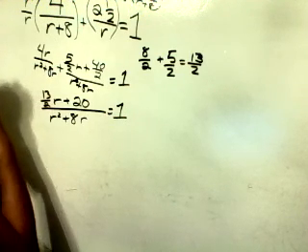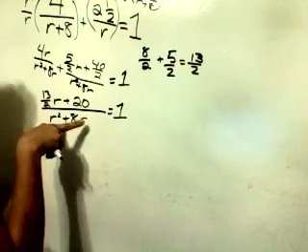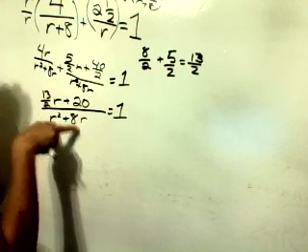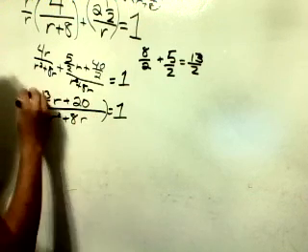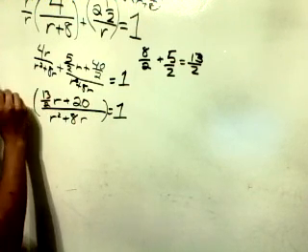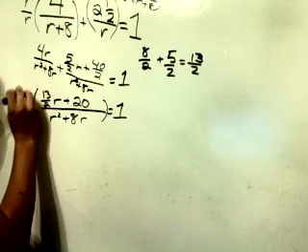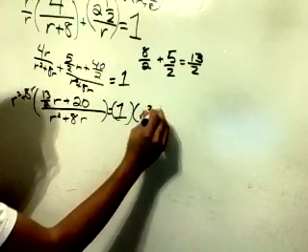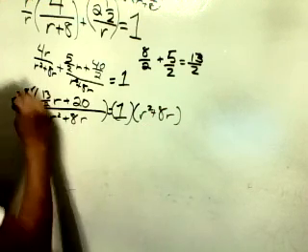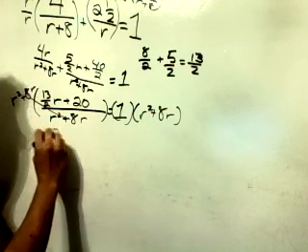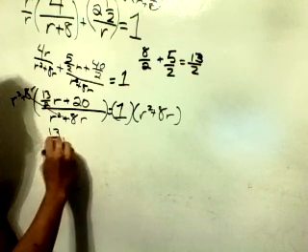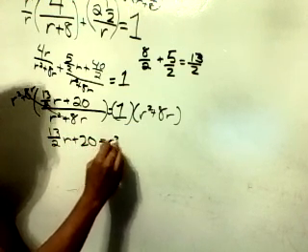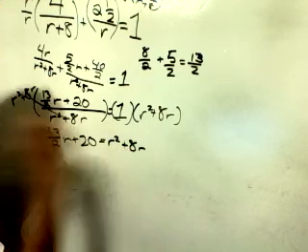Okay? From here we would want to get rid of this denominator, get rid of this fraction, so we multiply both sides by r squared plus 8r. That goes away, so we have 13 halves r plus 20 is equal to r squared plus 8r.